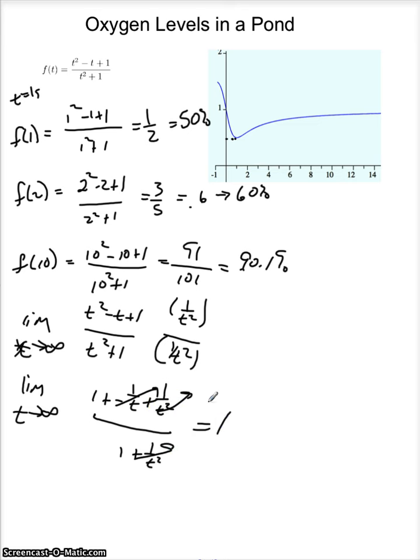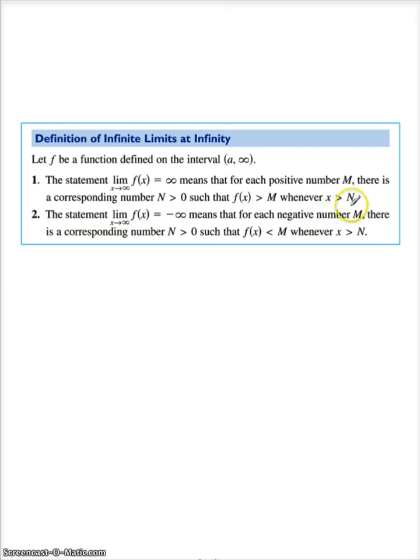Now let's look at the definition of a limit at infinity. Let f be a function defined on some interval a to positive infinity. The statement, the limit as x goes to infinity of f of x is infinity, means that for every positive number m, there corresponds a number n greater than 0, such that if x is greater than n, then f of x is greater than m. Or basically, no matter what you do, f of x is going to increase in an unbounded way.